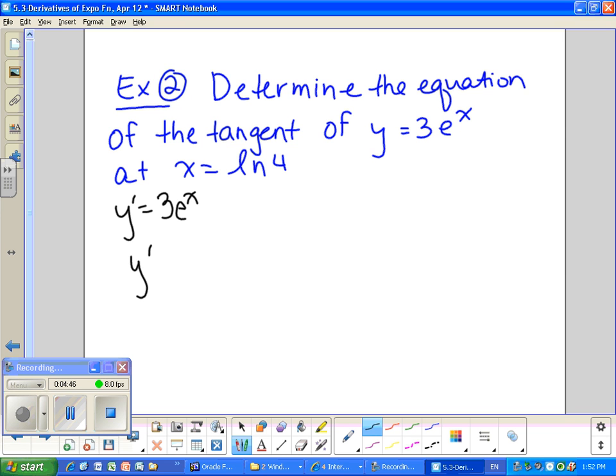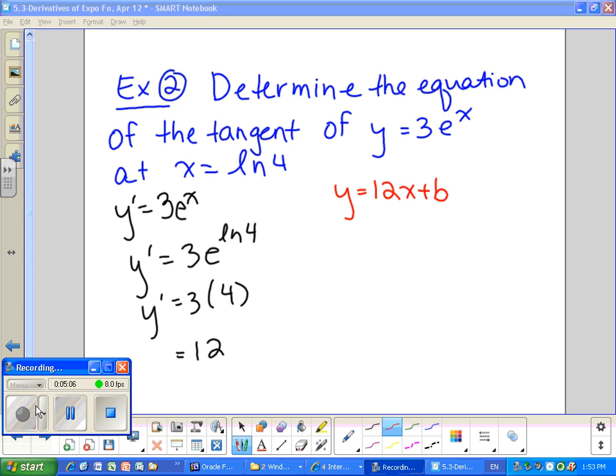Okay, and now you're going to sub in your x value to find your slope. So you have y prime equals 3 e to the ln 4. And what do you remember about e's and lns? They're inverses, so they cancel each other out. So all you're left with is 3 times 4. So your slope is 12.